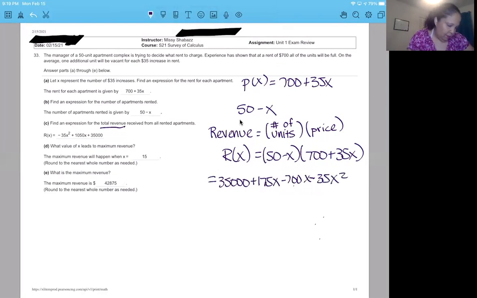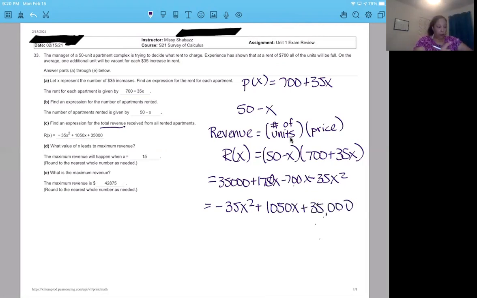All right. I think I lost a 0 here, right? Because it was 50 times 35, not 5 times 35. So I'm going to add like terms and write it in descending order. So I have negative 35x squared, 1,750 minus 700 gives me 1,050x, plus 35,000.